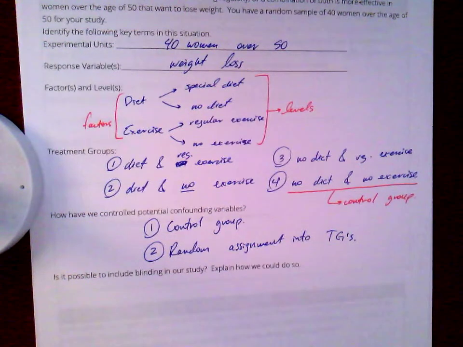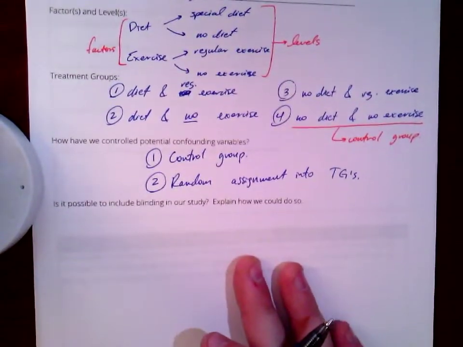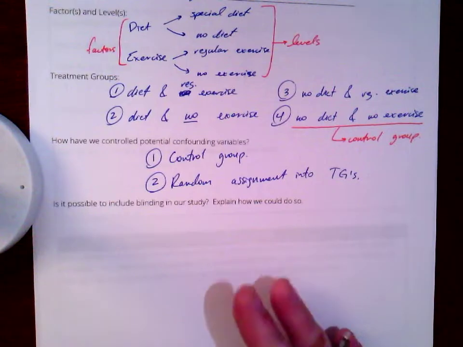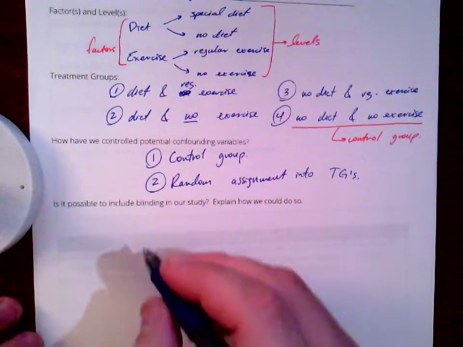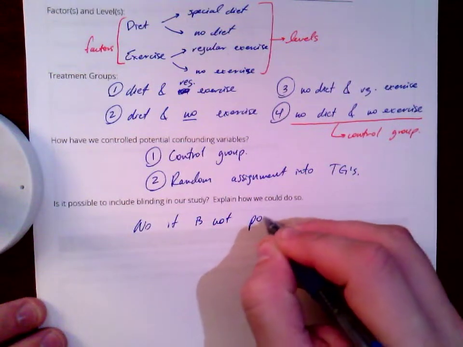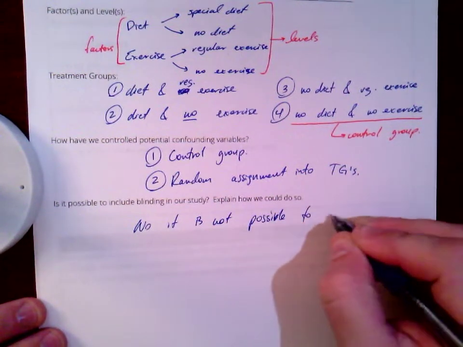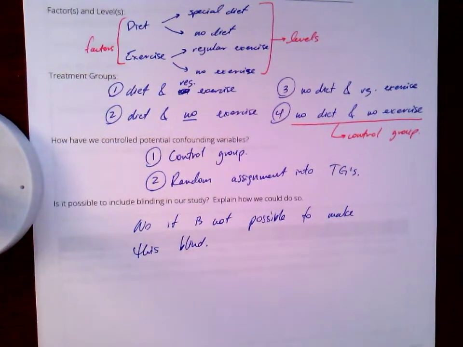All right, the last question, isn't it possible to include blinding in our study? Blinding would mean that either the facilitators of the experiment or the participants in the experiment don't know which treatment they're getting. And the treatments are diet and exercise. So if I put you on a diet, it'd be kind of hard. I mean, it'd be impossible for you to not know that you're on a diet, right? And if I assign you exercise, obviously you're going to know you're exercising. So no, it is not possible to make this blind, because you're going to know.